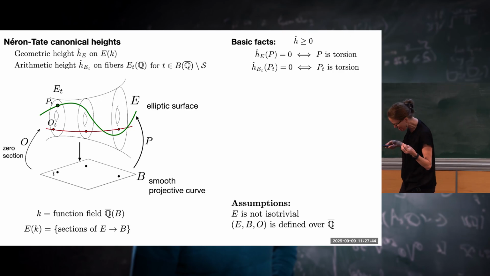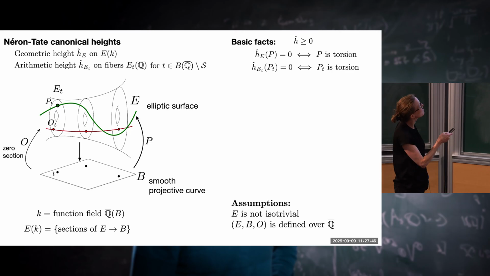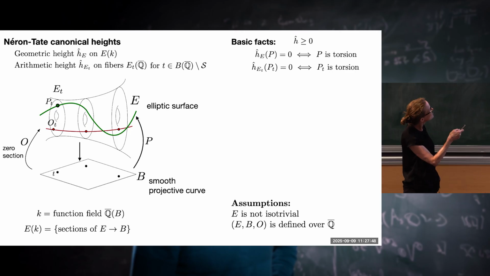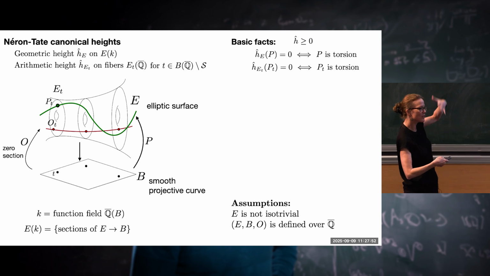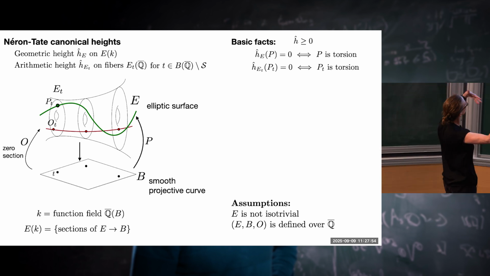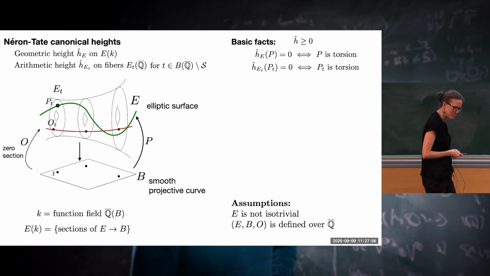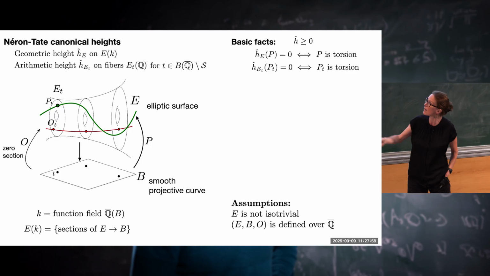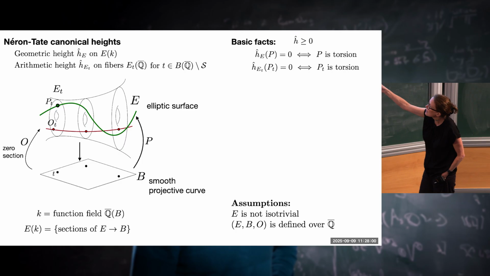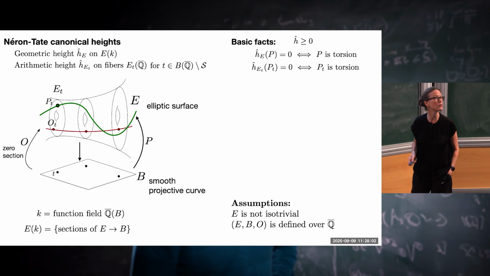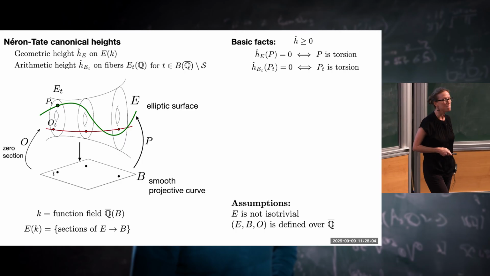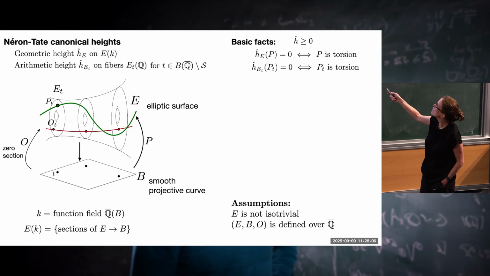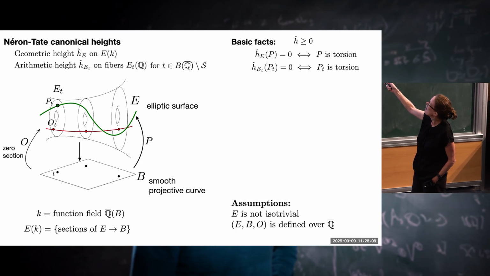So these are the heights that I'm interested in. I didn't give a definition, though I've written some basic properties. So we have the geometric height associated to how the geometry of these sections grows under taking powers on the elliptic curve, is what it's reflecting. And then we have the arithmetic height on each of the smooth fibers. Okay. And some basic facts that I've written here about the heights.